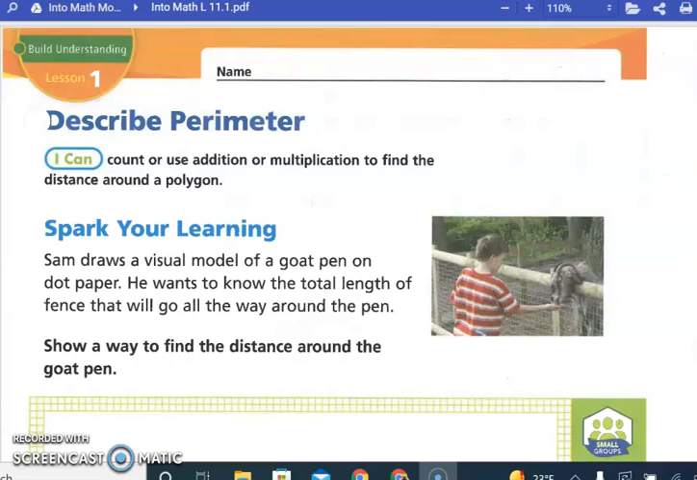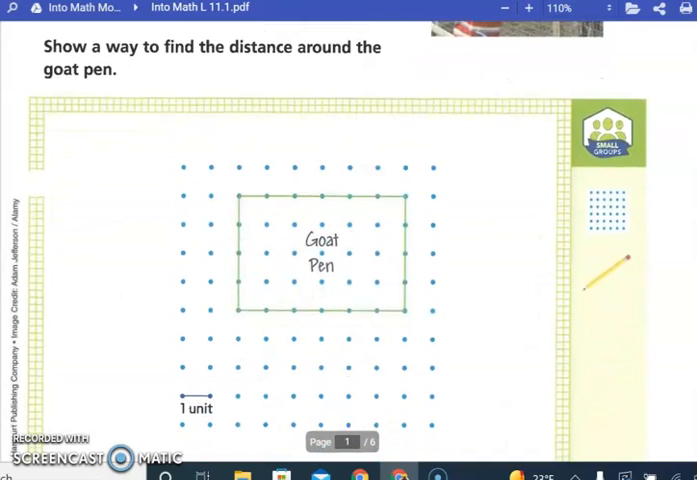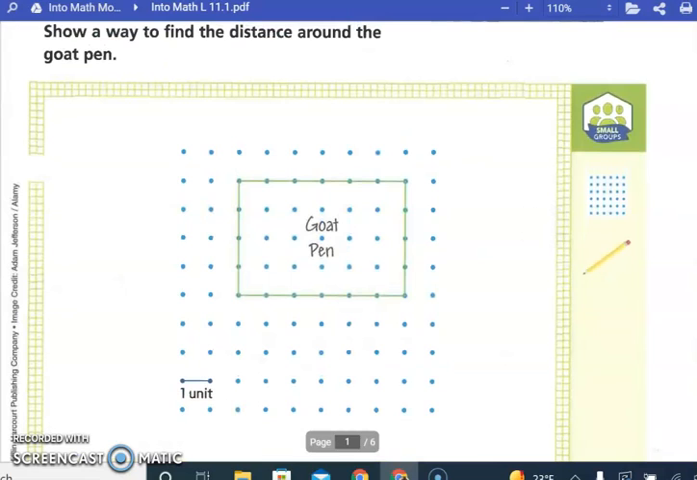I can count or use addition or multiplication to find the distance around a polygon. Okay, a polygon is a simple closed figure. Spark your learning. Sam draws a visual model of a goat pen on dot paper. He wants to know the total length of the fence that will go all the way around the pen. Show a way to find the distance around the goat pen. Okay? And down here you'll notice it says from point to point is 1 unit.